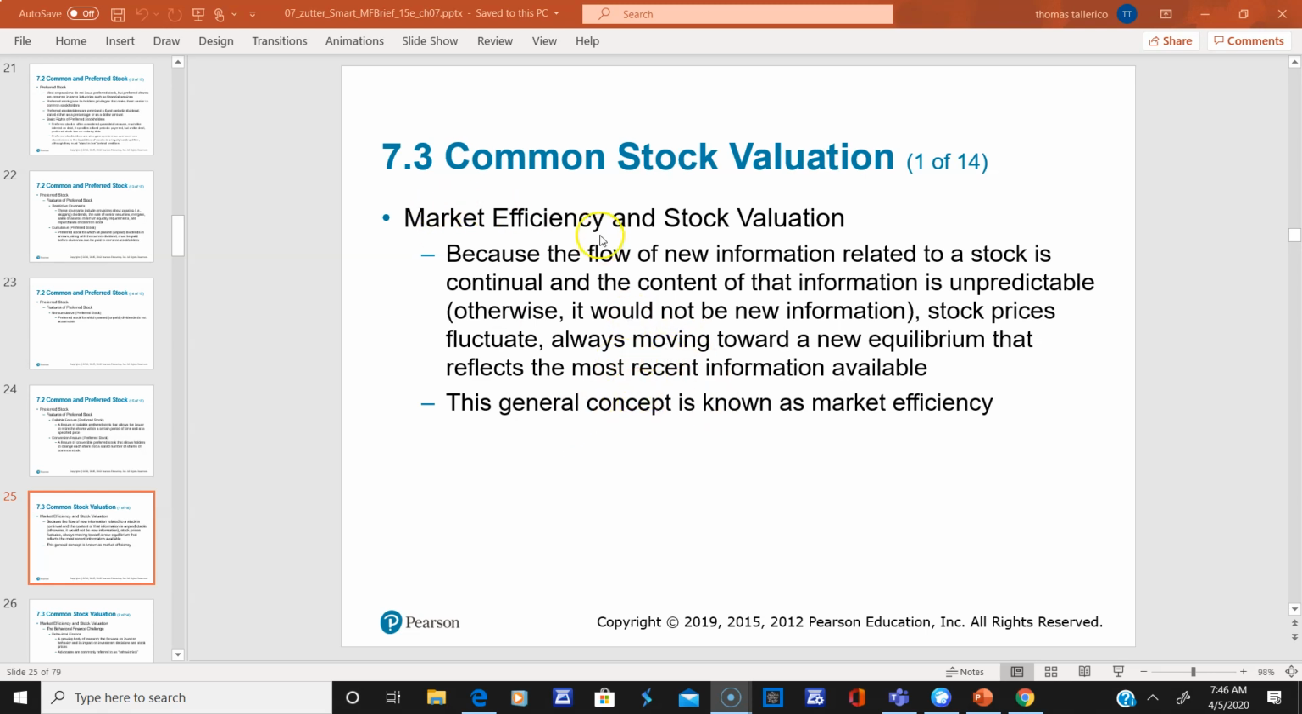Market efficiency means as information is constantly passed, stock prices are going to fluctuate, and they'll always move toward a new price. So as the coronavirus information came in, and that was systemic, all prices move toward a new equilibrium.